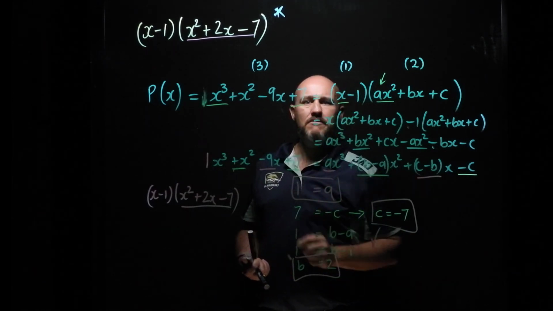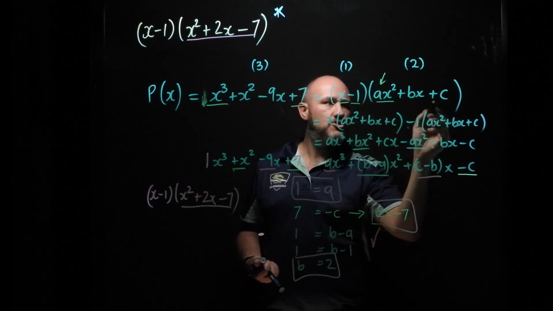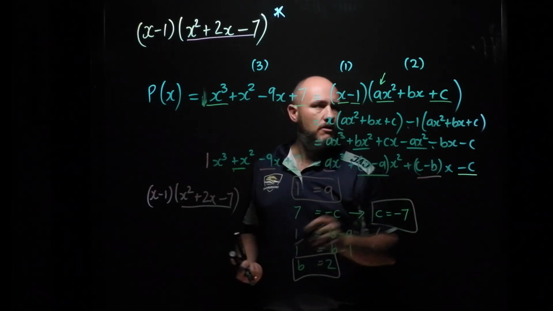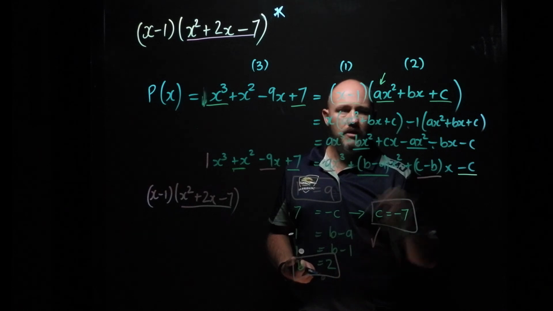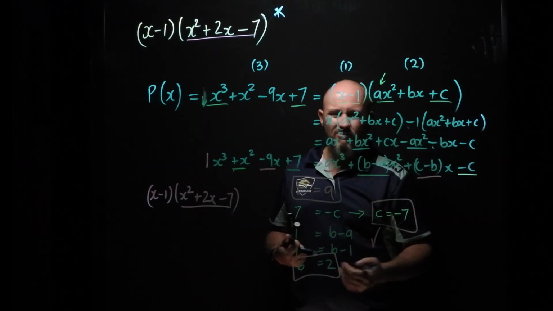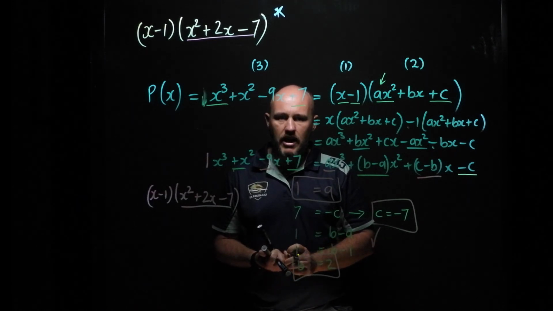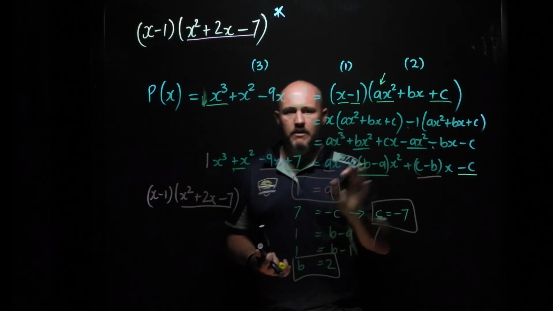And see this plus 7? The only way I'm going to get a plus 7 is minus 1 times c. c has to be negative 7. It's the only way to make that work, so I can work out c. And then I could set something up for finding b like this. So you don't necessarily have to do this full expansion, but you know what? It's a great place to start to just make sure you're getting things right. Good luck.